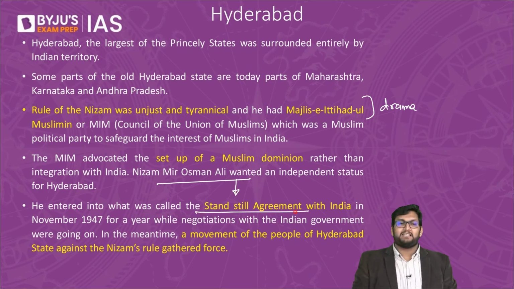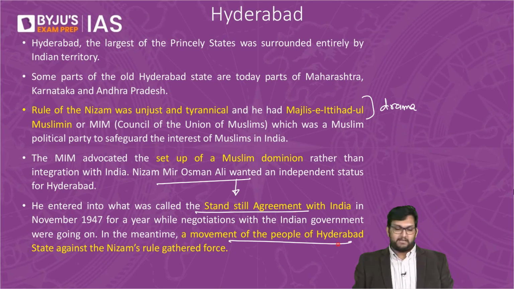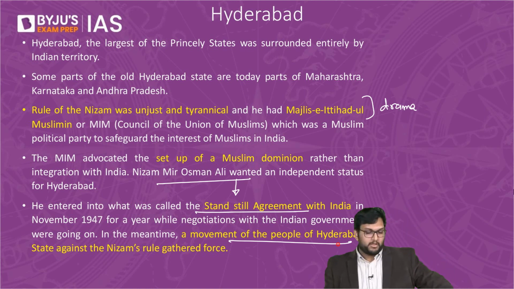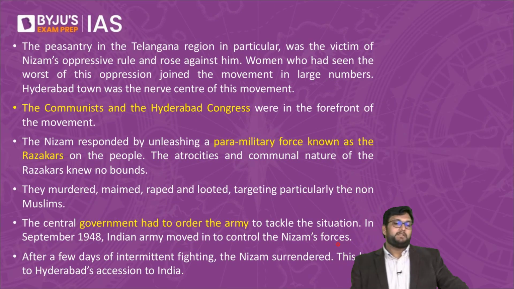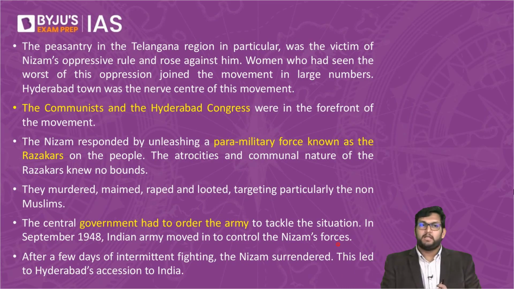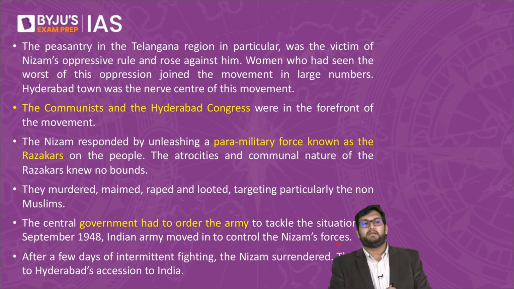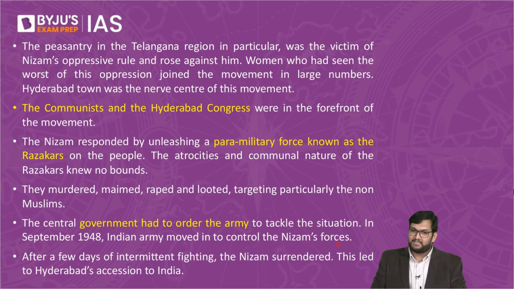He entered into what is called the standstill agreement with India in November of 1947 for a year while negotiations were happening with the Indian government. Meanwhile, a movement of the people of Hyderabad started against the Nizam's rule, and it started to gather force. Thereafter, the peasantry in Telangana region in particular was the victim of the Nizam's oppressive rule and rose against him. Women who had seen the worst of the oppression joined the movement in large numbers, and Hyderabad now became the nerve center of this movement. The communists and the Hyderabad Congress were at the forefront of this movement.